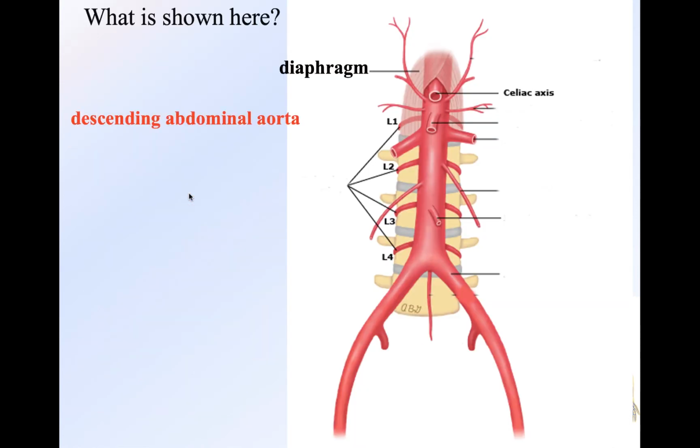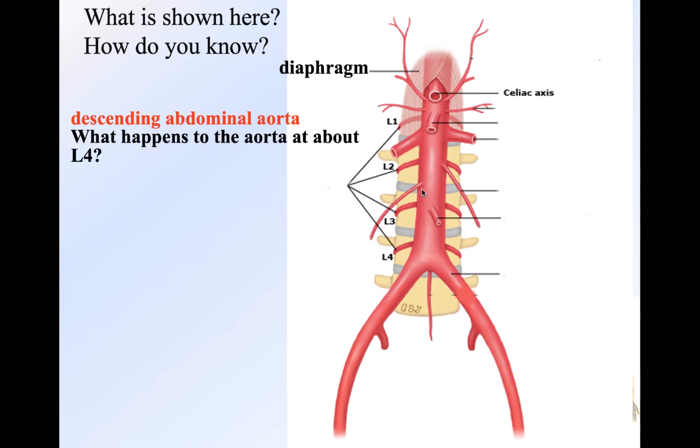And here again, you can see a part of the aorta. What is it that we see? Well, we see the descending abdominal aorta, and you know that because, oh, look, we've passed beyond. We're now below the diaphragm, and so that's how we know that this is the descending abdominal aorta. And when we look, what is it that happens at approximately L4? Well, the aorta comes to an end and it branches.